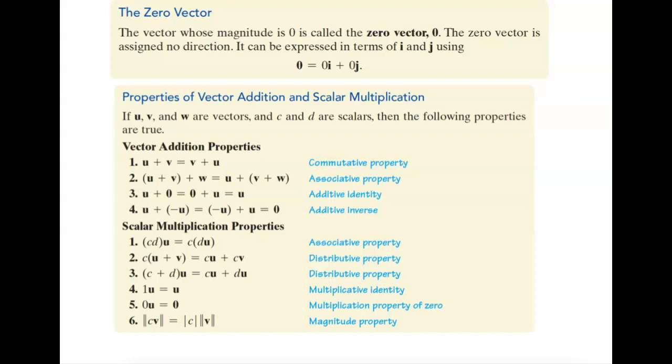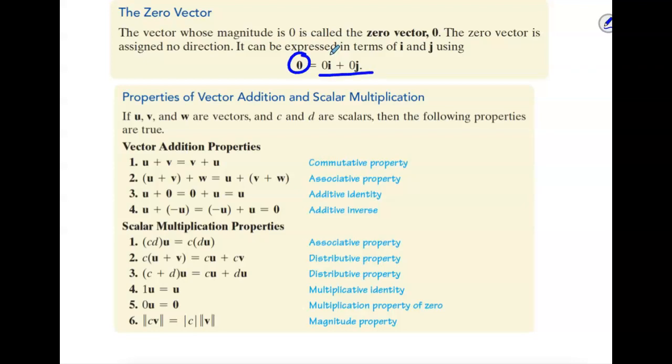Here are some of the properties of vector addition, subtraction, and scalar multiplication. The first box in yellow is the zero vector. Let's say you have a magnitude of 0, so a length of 0. That vector is 0, so in terms of i and j, there's no direction. So the zero vector is 0i plus 0j.